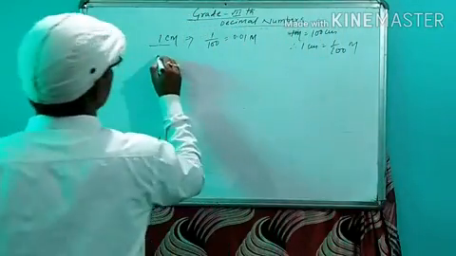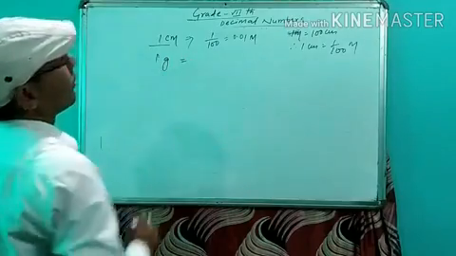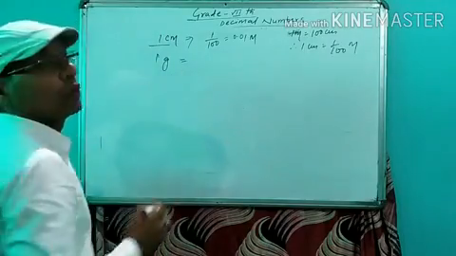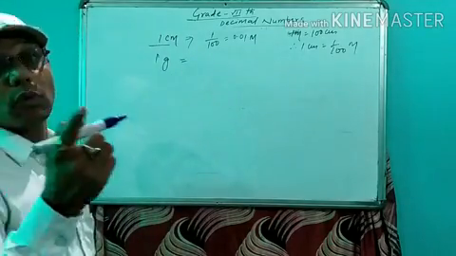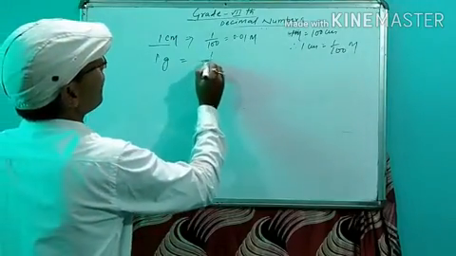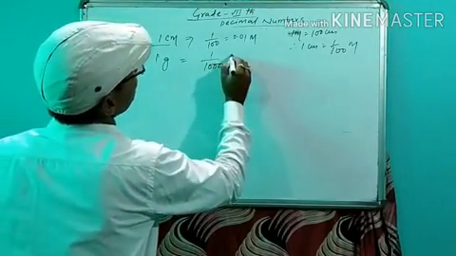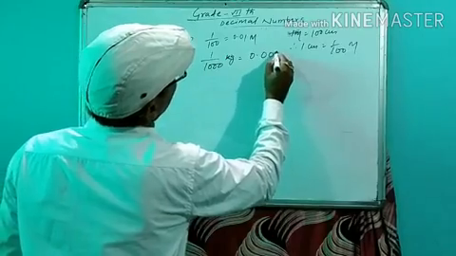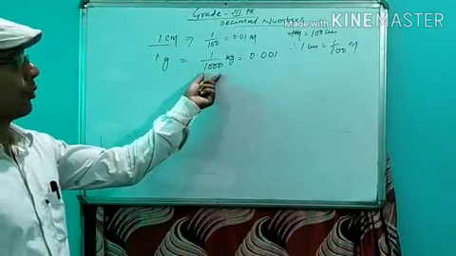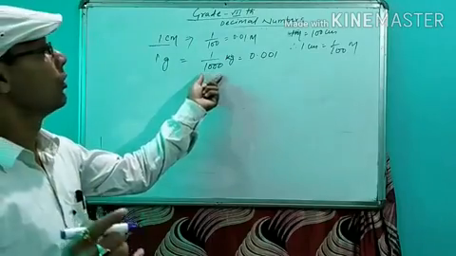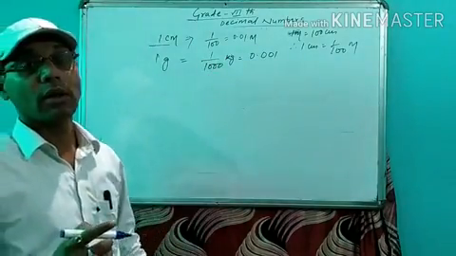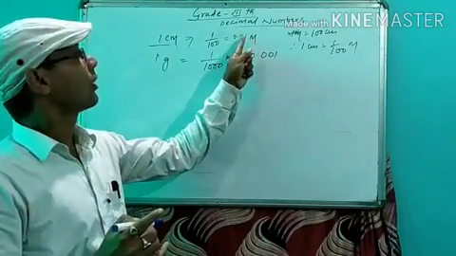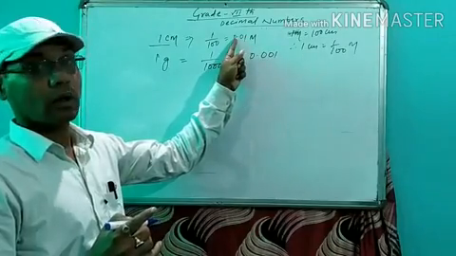Suppose 1 gram. You have to convert it into kg. You know 1000 grams equal 1 kg, so 1 by 1000 kg. Yes, 0.001. There are 3 zeros, so you insert the decimal point before 3 digits: 1, 2, 3. Here before 2 digits. Yes or no?